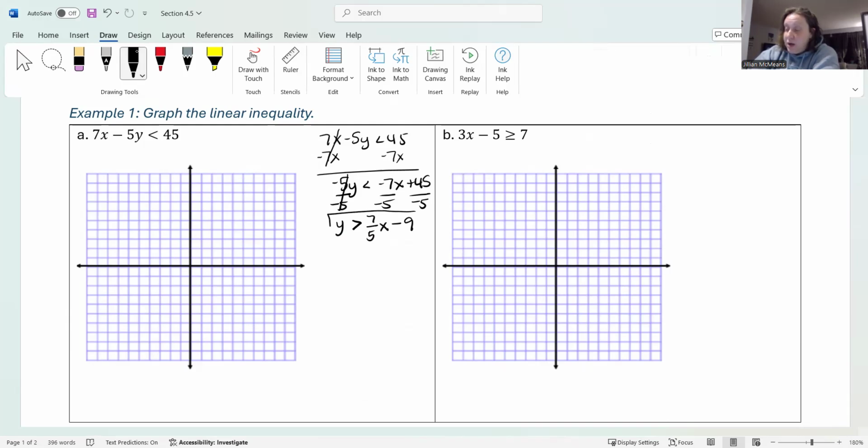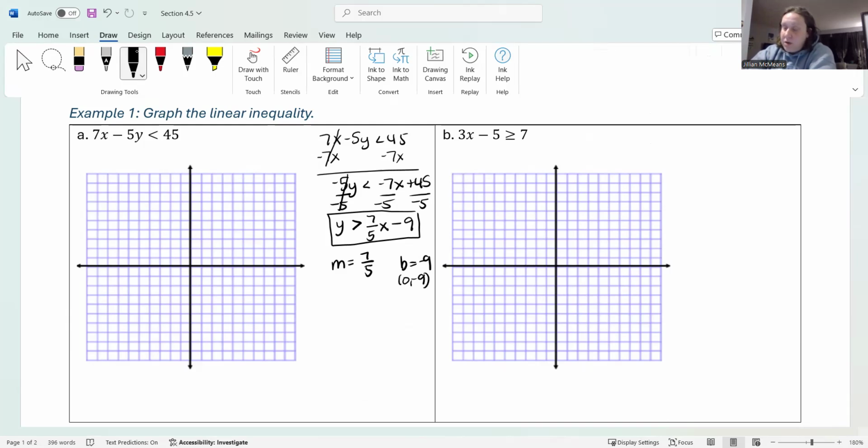So this is now an equivalent form of that original inequality. It's just solved for y. Now the slope is the coefficient of x, so we would say it's 7/5, and the y-intercept is negative 9. Okay, now we've seen this before, we're just reviewing it. So what I want to do first is plot the y-intercept. So that's negative 9. That could also be thought of as the ordered pair 0, negative 9.